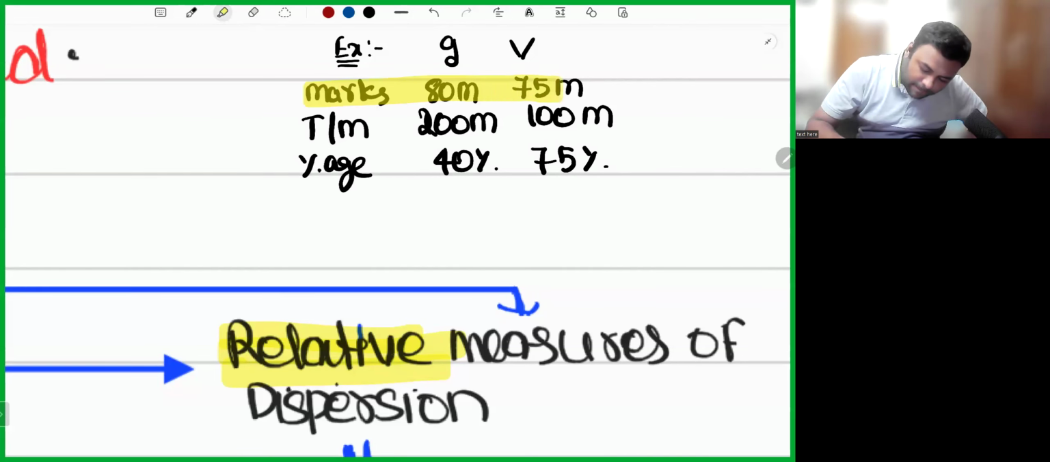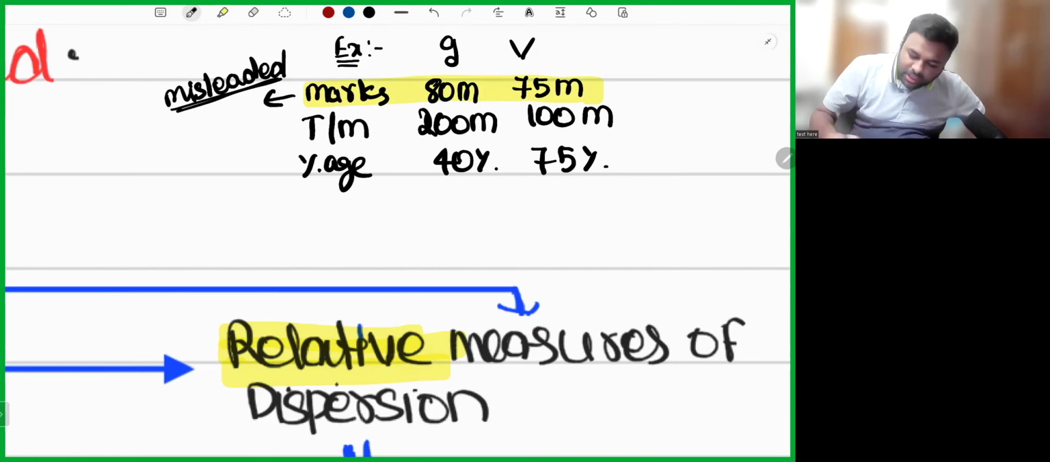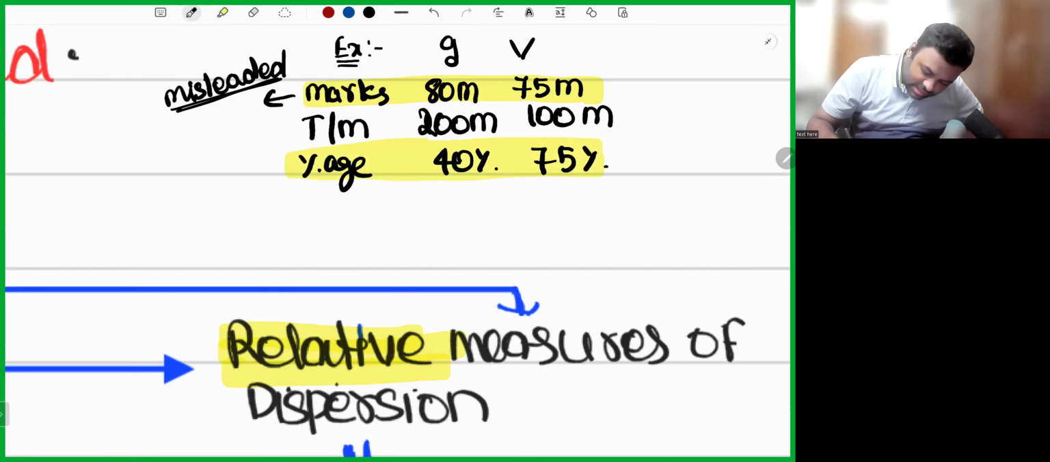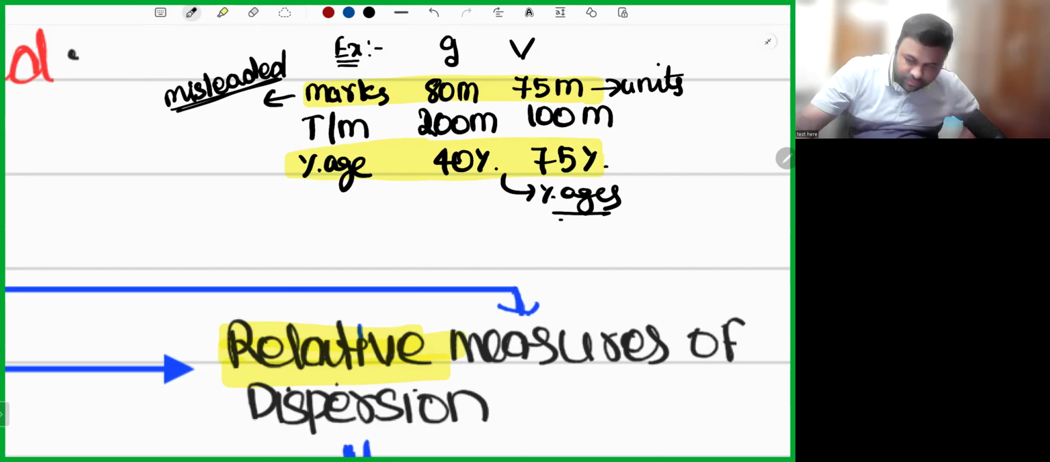Units are misleading. They have misled the parents. Unnecessarily, V got beatings. But in reality, G got very few marks and V got very high marks. So these units are somewhat misleading. But percentages are never misleading, my dear friends.